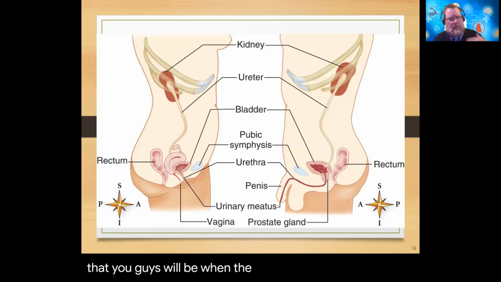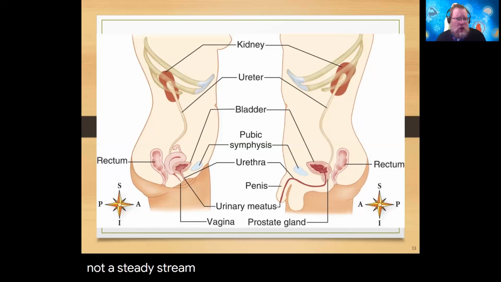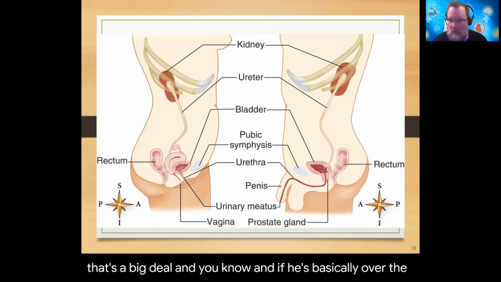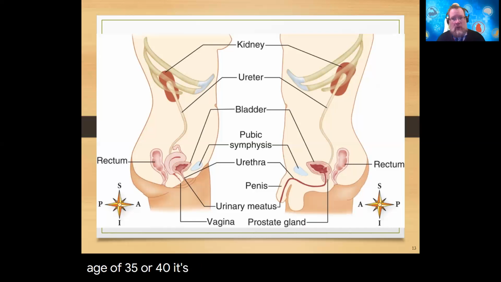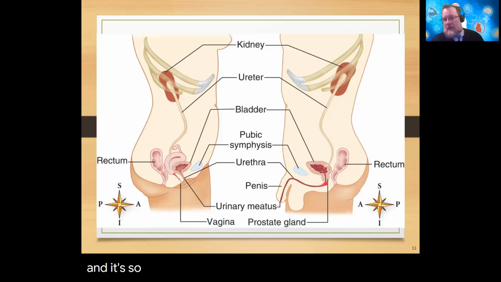And when the gentleman says, oh, well, when I go pee, it's kind of just, it's not a steady stream, I'll put it that way. It doesn't really hurt. It's not painful. It's just not a steady stream. I don't know if that's a big deal. And if he's basically over the age of 35 or 40, it's definitely something that could be a big deal. So you're going to take note of that in your chart. A steady stream of urine is normal, spurting urine abnormal, and it typically relates to the prostate.